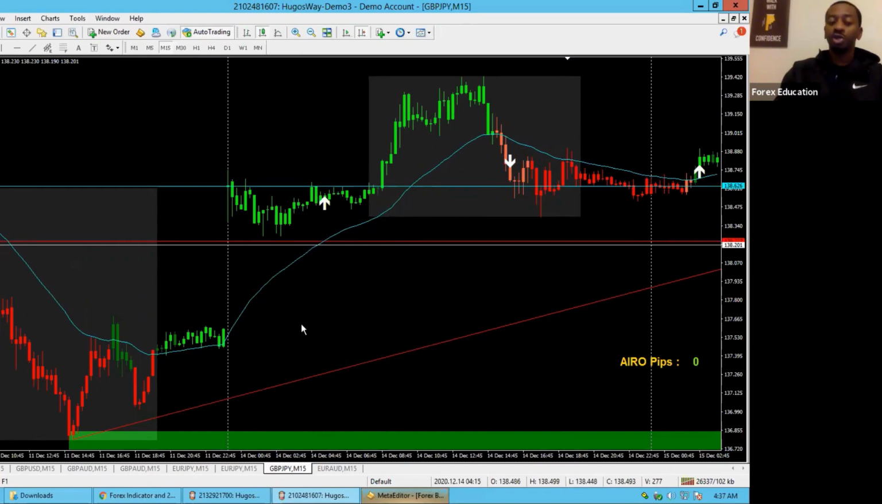But what are we doing? We're trading with the trend. So we know it's an uptrend, more green than red, so we're looking for buys only.